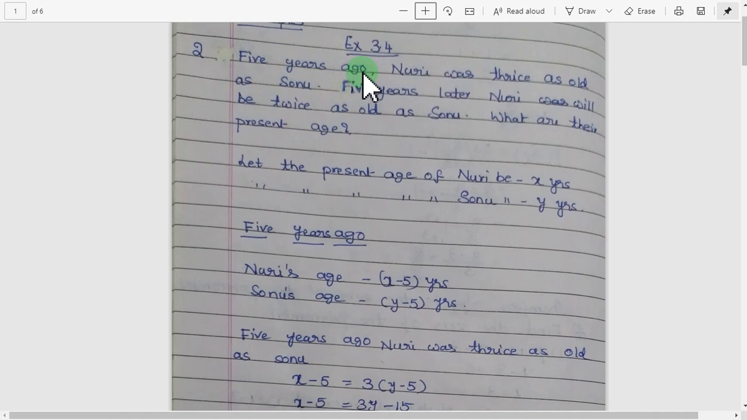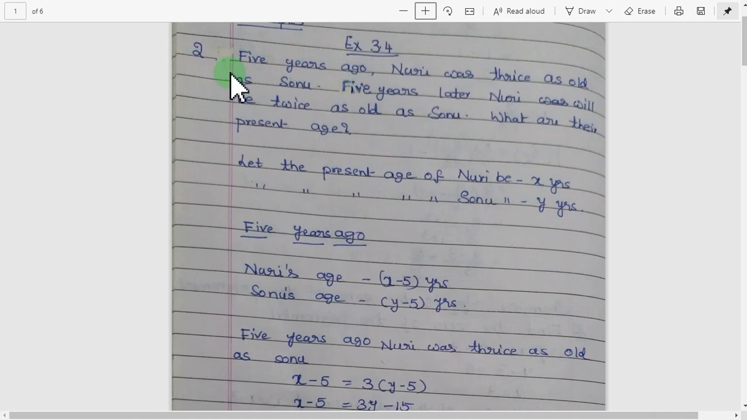5 years ago Noori was thrice as old as Sonu. 5 years later Noori will be twice as old as Sonu. What are their present ages? We have to find out their present ages. Let us take them as x and y years. Let the present age of Noori be x years and the present age of Sonu be y years.